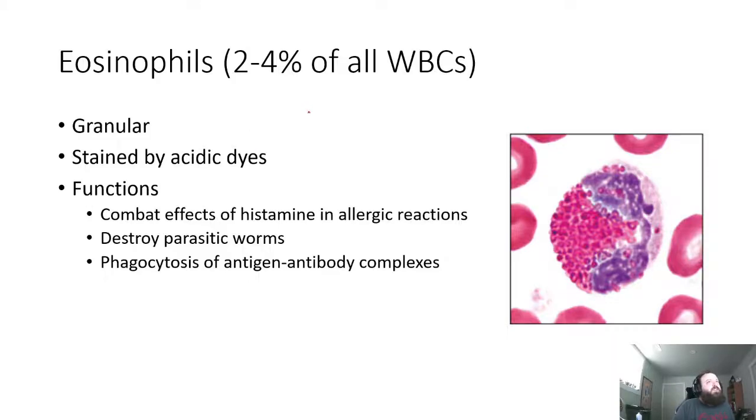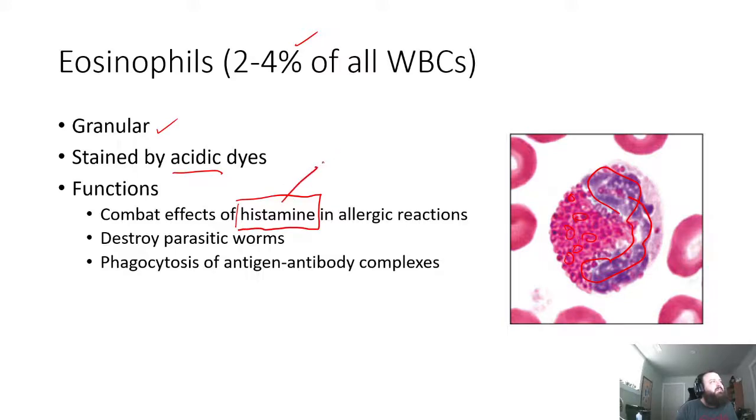Eosinophils, which are far less abundant, 2 to 4% of all white blood cells, are also granular, as you can see. All these granules all over the white blood cell here. And conversely, compared to how the neutrophils were stained by neutral dyes, eosinophils are stained by acidic dyes. And you can see this neat bilobed nucleus here. In terms of functionality, these are sort of antihistamines. So these are what are responsible for combating the effects of histamine.